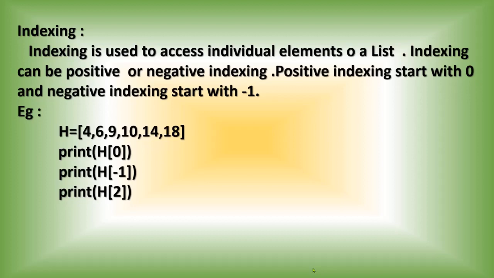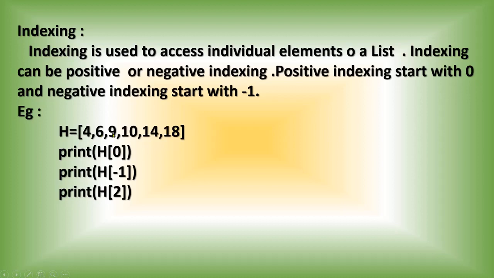See, there are two examples mentioned over there. H is a list, and I am saying print H of 0. H of 0 means the 0th position element, which is 4. You will get the answer 4 over here. And the next case, H of -1. H of -1 means the last element. The negative index begins with the last position, so the last position element is 18. And here I just wrote H of 2, the second element in the list. So count it: 0, 1, 2.